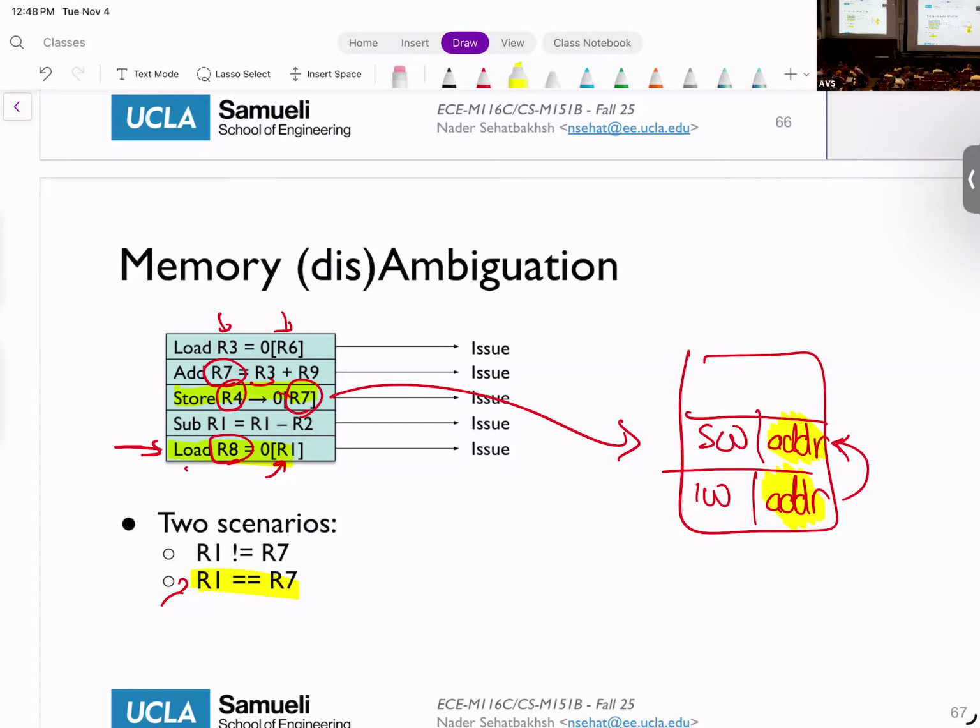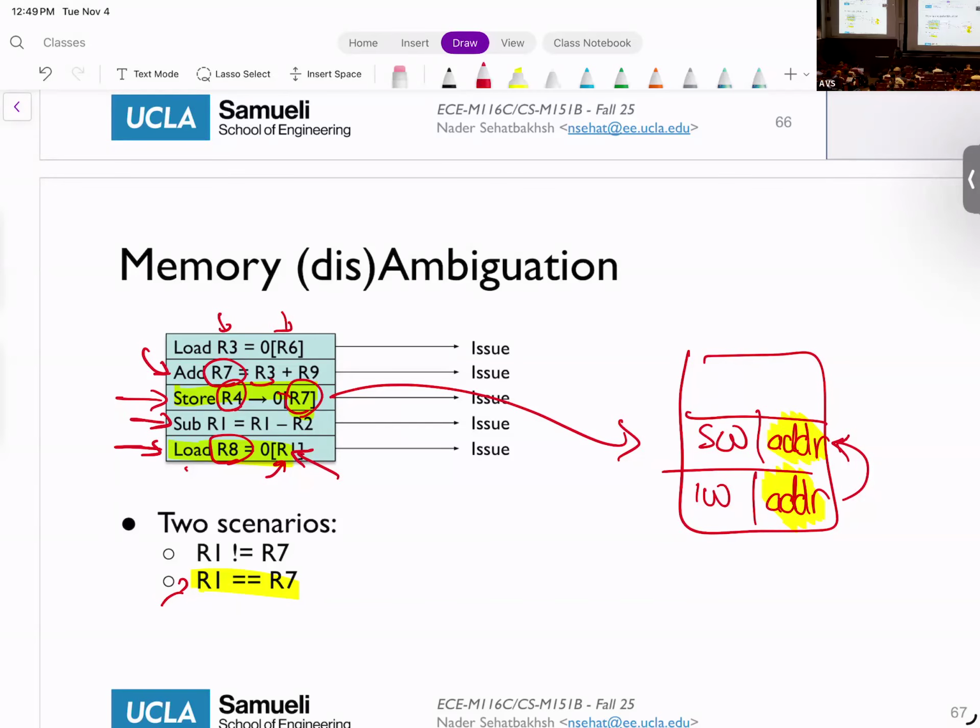For example, R7 itself is dependent on this instruction, and this instruction is still inside the pipeline. So by the time I'm decoding this instruction, I still don't know the value of R7. I don't know the address. So what do I write into the LSQ? I don't know. This is R7. Whenever I know the value of R7, I put it there. And then it's the same story for R1. R1 is dependent on the previous instruction.